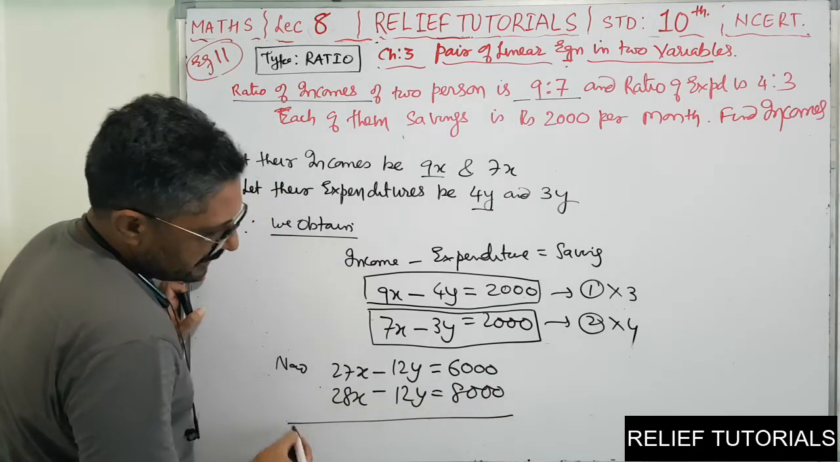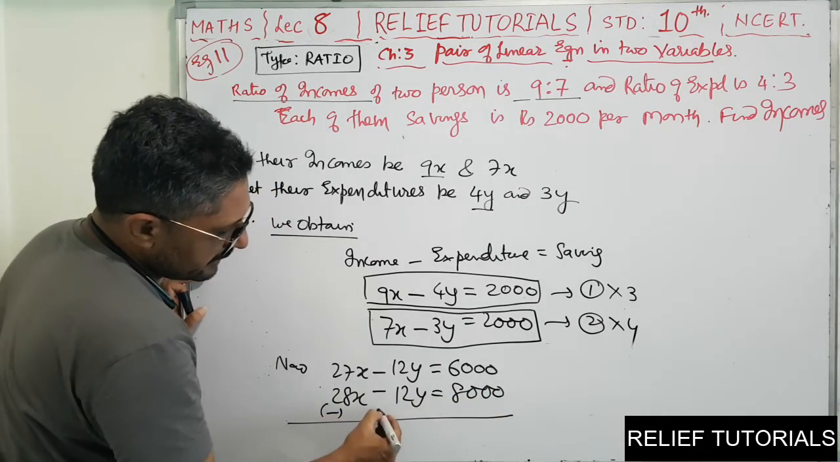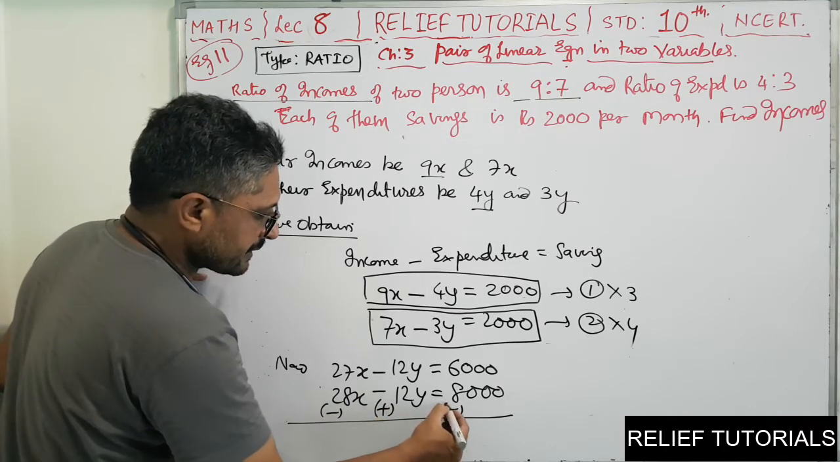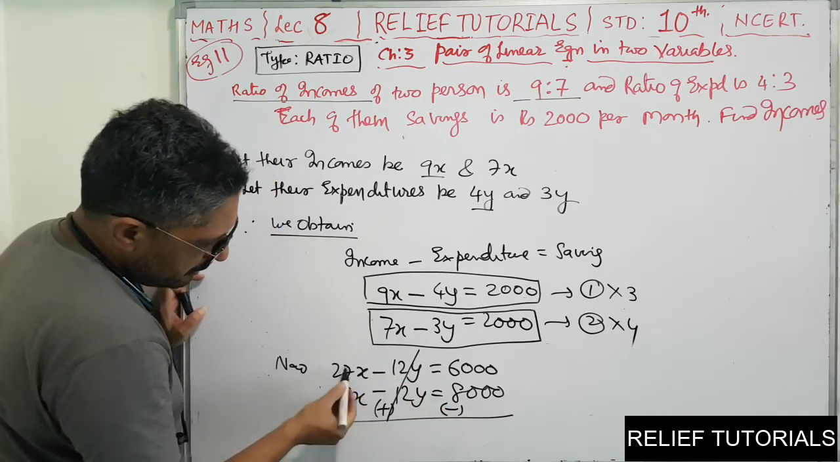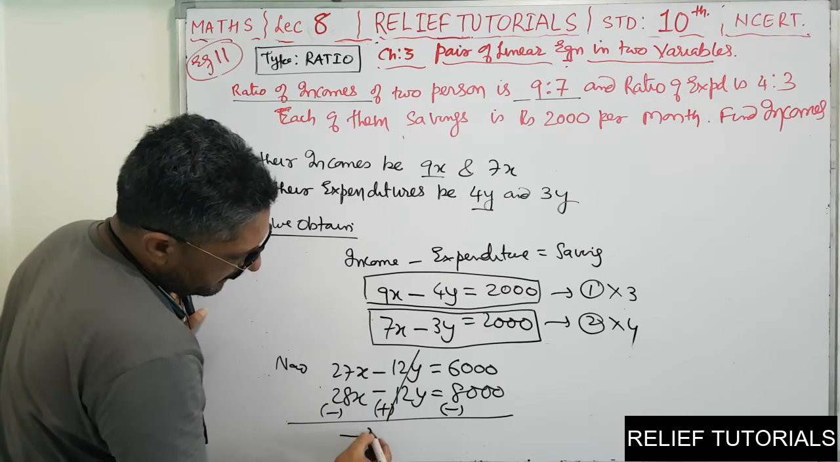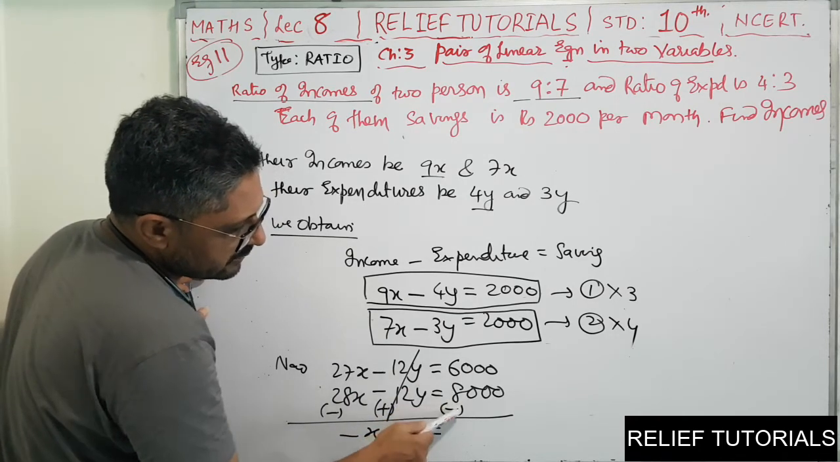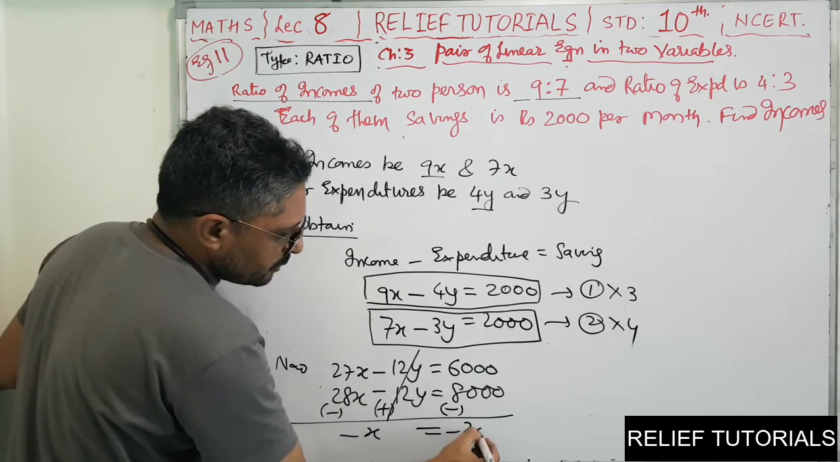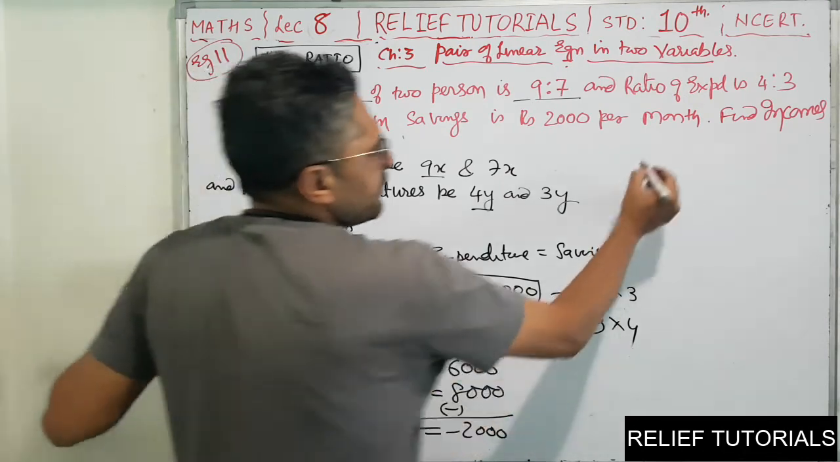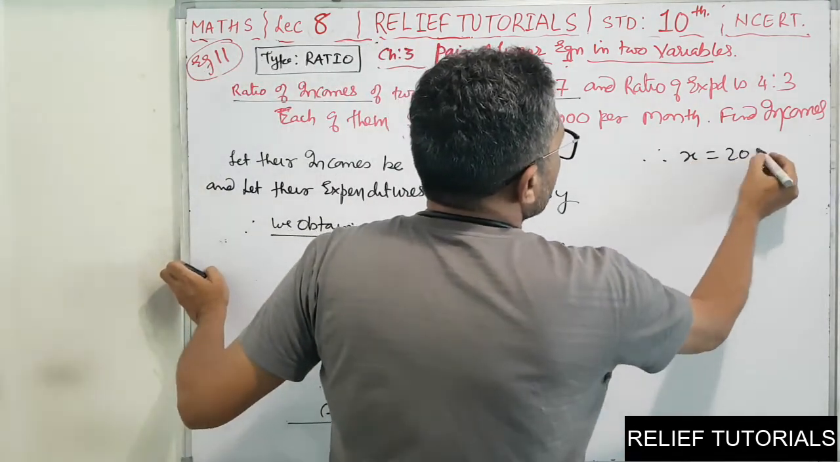Now I will solve this. Change the sign. This is minus, this is plus, this is minus. So the y terms will get cancelled. 27x minus 28x is minus x, equal to 6000 minus 8000, so minus 2000. Therefore x is equal to 2000.